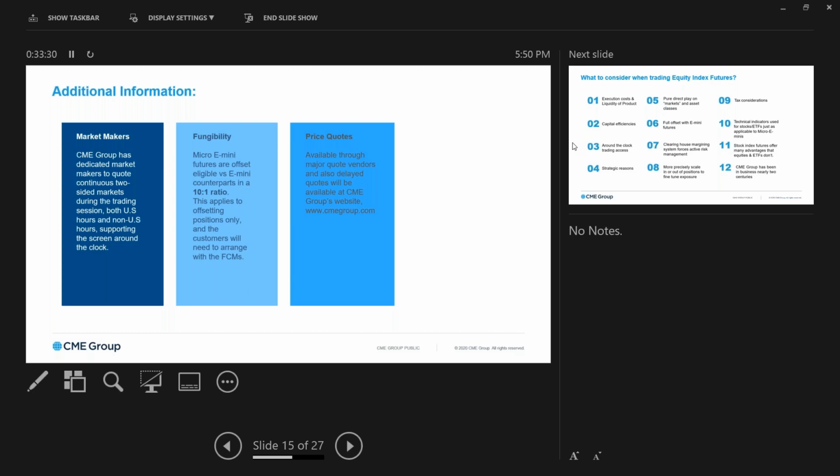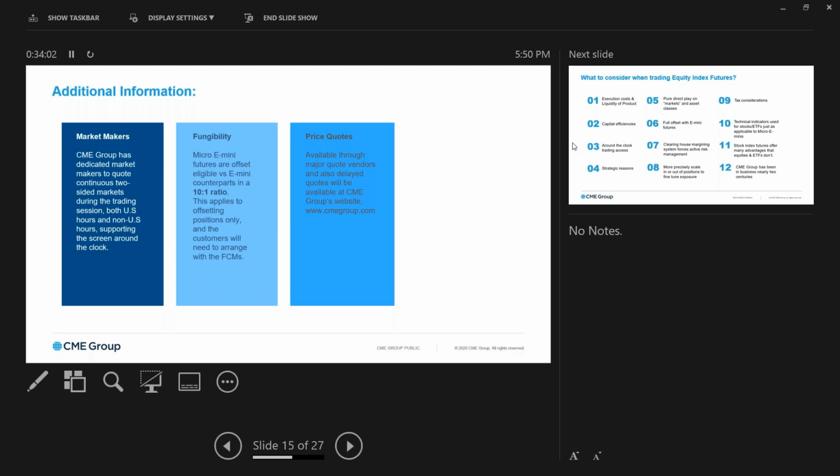Another thing is that, as I said, this micro E-mini futures is what we call the third generation of our E-mini on our equity index futures complex. We introduced the E-minis about 2 decades ago, and the micro E-minis are derived from the E-mini contract. These two are actually fungible. We not only sliced the contract size to 1/10, but we made it fungible.